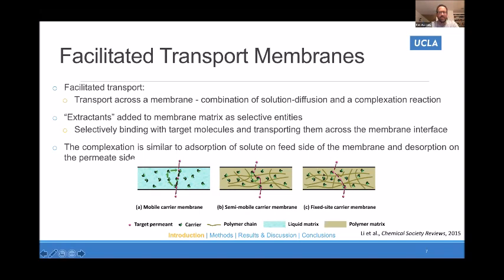These extractants can be charged groups, for example, as is the case of ion exchange membranes, but they can also be any kind of other dopant. And over the last, I don't know, 10, 15 years, there's been a ton of work on developing various dopants to use in these mixed matrix membranes, including various nanoparticles, which is what I'll be talking about today.